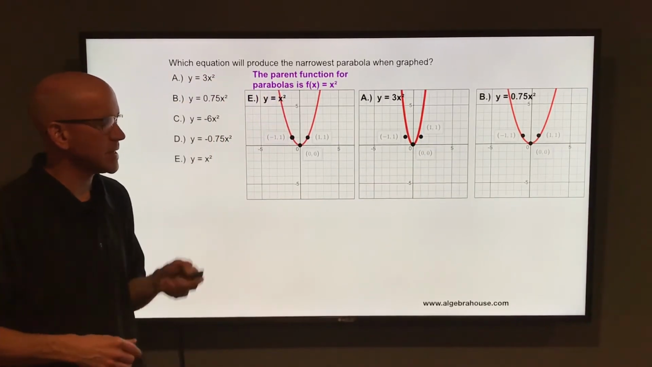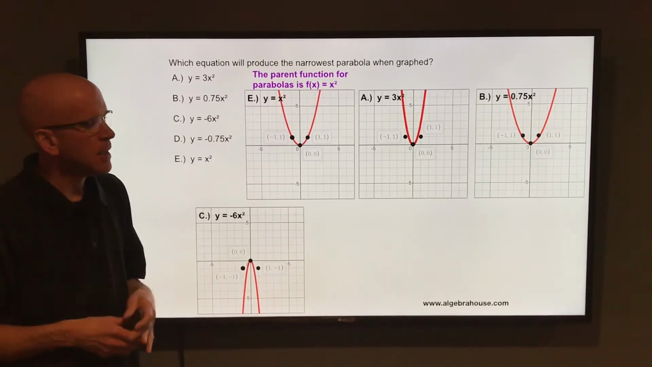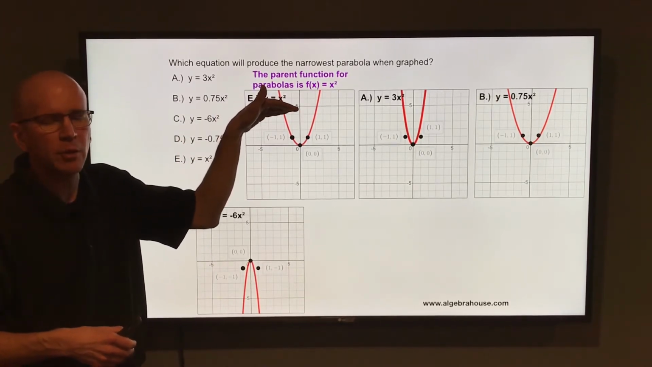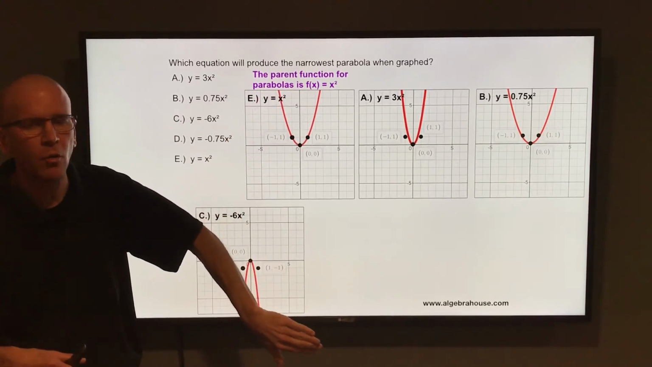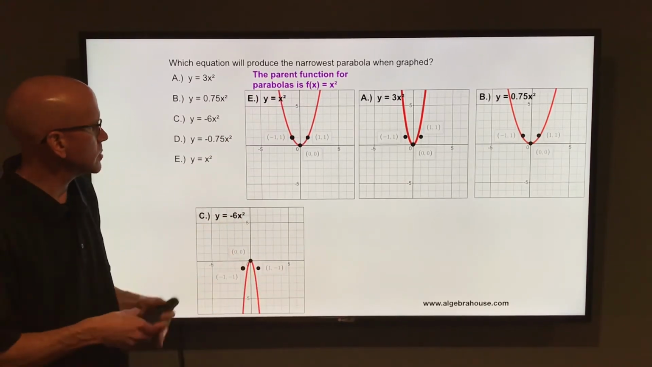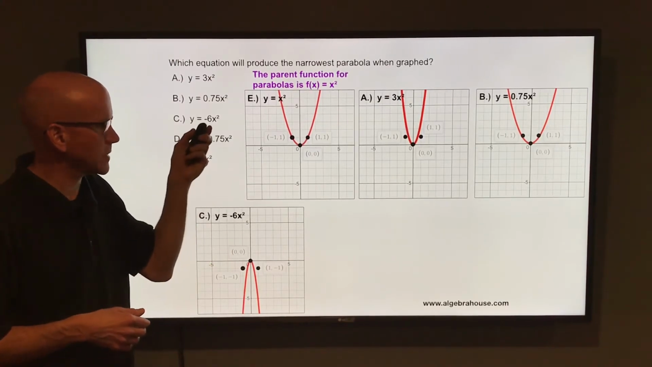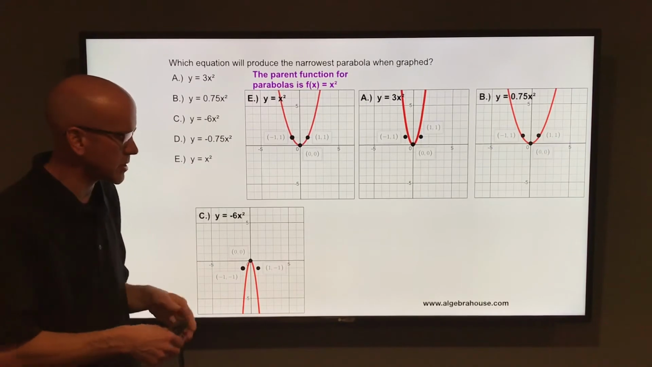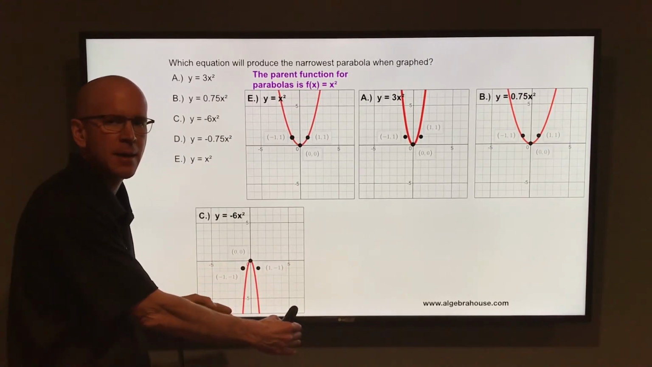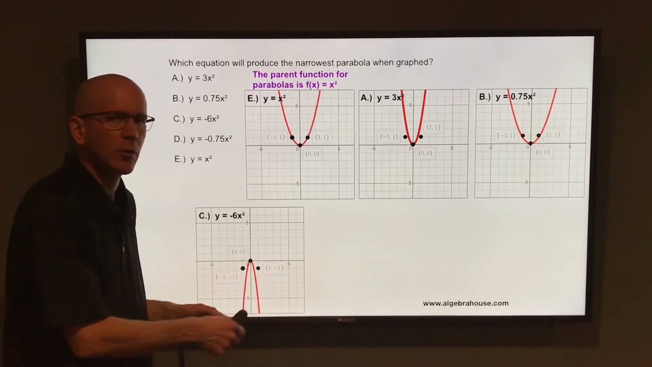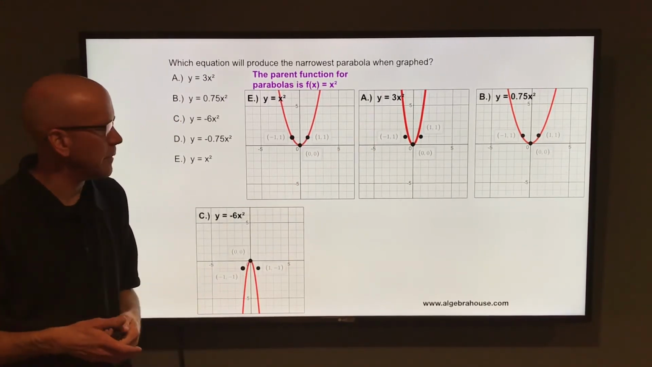Take a look at letter C, y equals negative 6x squared. So we have a negative sign and a 6. Imagine taking every point on this parabola. If you took the negative of the value of y, it would reflect that parabola over the x-axis. So that negative sign indicates a reflection over the x-axis, and that 6, again, indicates a stretch by a factor of 6. That graph is stretched away from the x-axis by a factor of 6, or narrowed up, even narrower than y equals 3x squared.